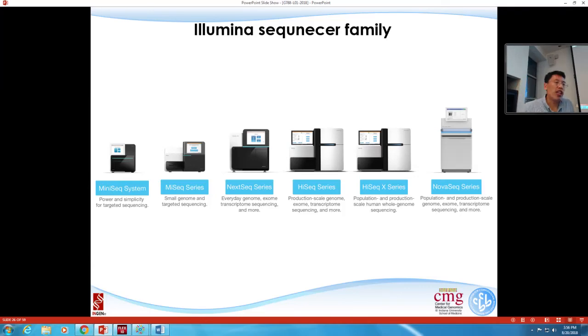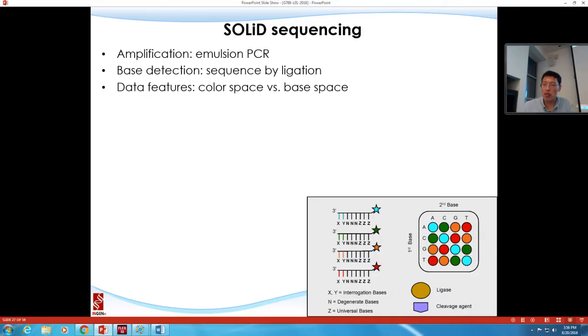The major thing I want you to keep in mind is the major concept: bridge amplification and sequencing by synthesis. Those are the two major points you need to know about the Illumina sequencers.